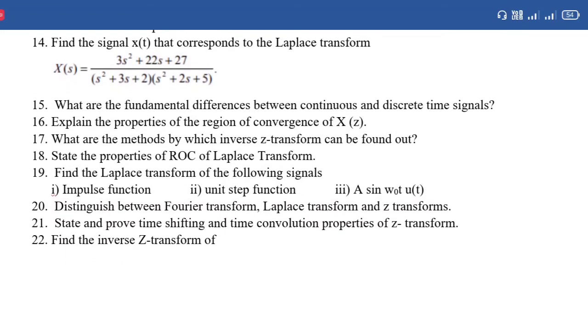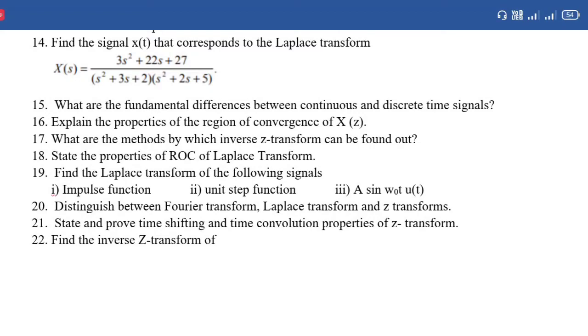What are the fundamental differences between continuous and discrete time signals? Explain the properties of the region of convergence of X of z. What are the methods by which the inverse z transform can be found out? State the properties of ROC of the Laplace transform.